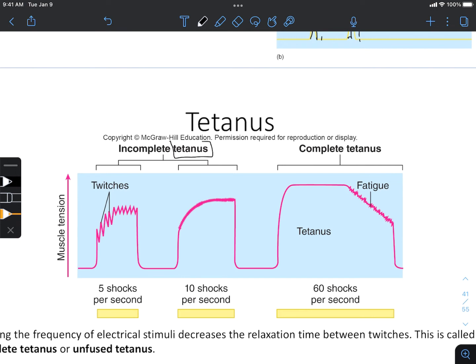Now there's two types of tetanus that we need to be aware of. One is called incomplete or unfused. And here we're not truly at our maximum force, but we're getting there. We're kind of getting close to there. But what you actually see is this relaxation that occurs in between twitches. There's a slight relaxation, but you'll notice that we get a plateau right here. And so if I were to do an average value there, my force essentially plateaus at whatever this value here is going to be.